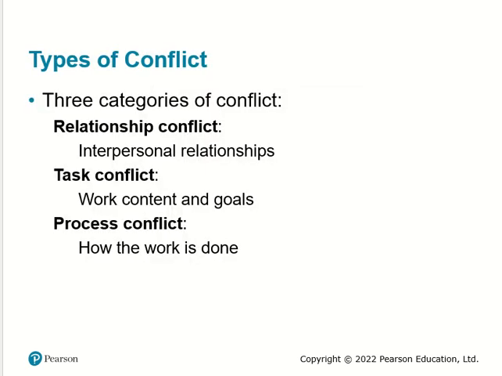So these are the types of conflict that I mentioned earlier. Relationship conflict is more on interpersonal relationships. Task conflict reflects the work content and the goals that you want to achieve within your work area. Process conflict is about how the work is done. This is the conflict that always exists within an organization.